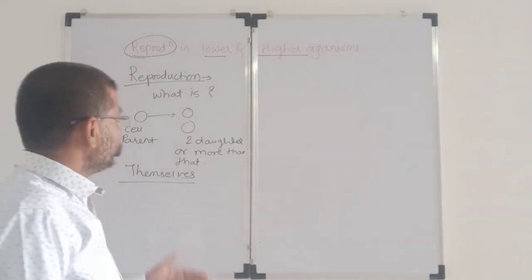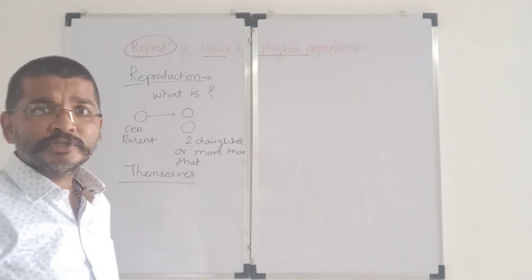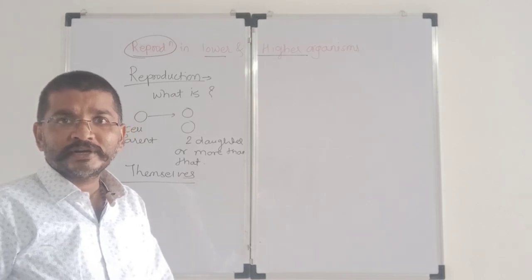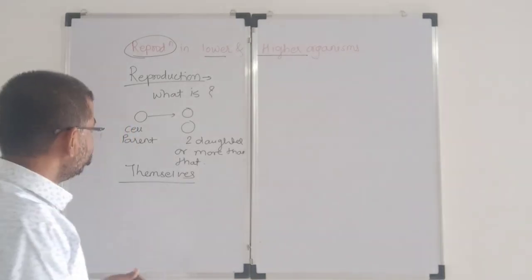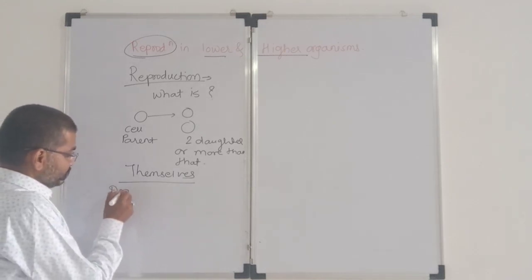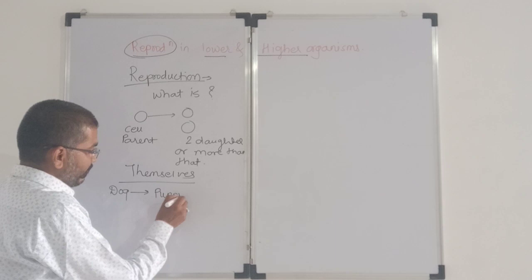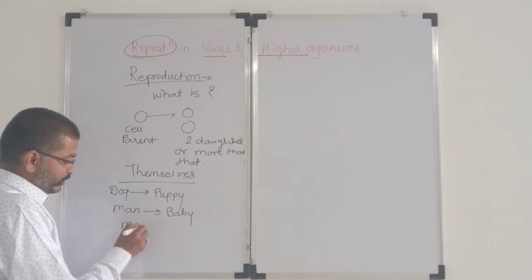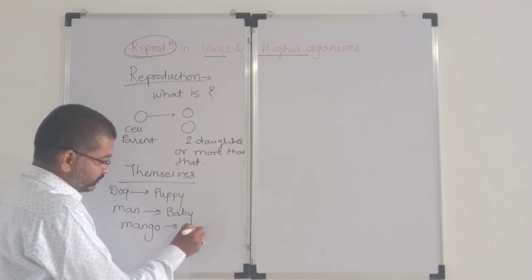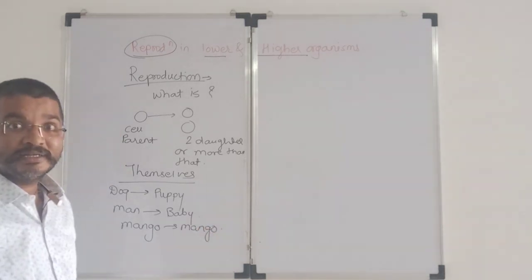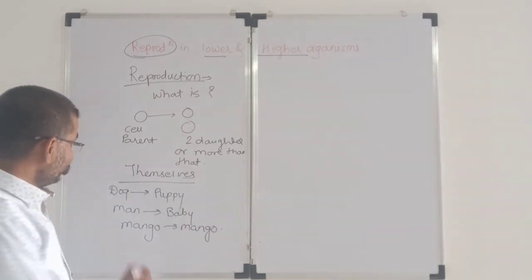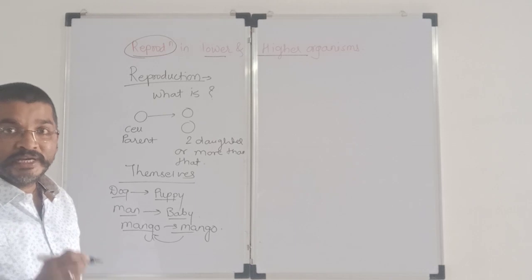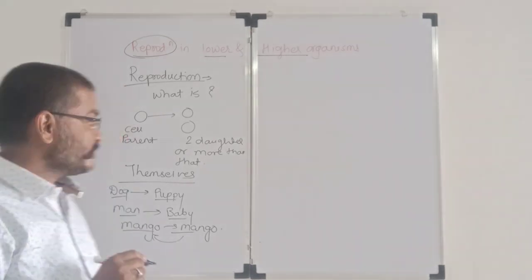So again we will come back to our topic. So reproduction kya hai, wo humne dekha. It is a process by which a parent organism produces a new individual similar to themselves. For example, a dog gives birth to a puppy, man gives birth to a baby, a mango plant is going to produce mango only, not jamun or anything else. So each and every living organism produces new individuals similar to themselves, unke jaisa hi. So that is called reproduction.